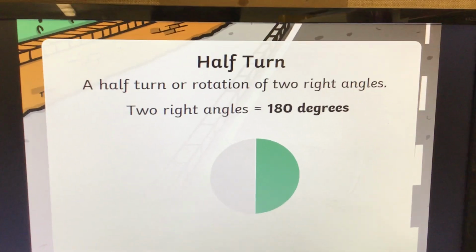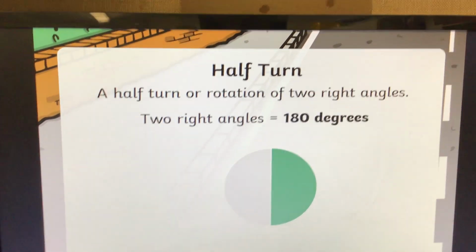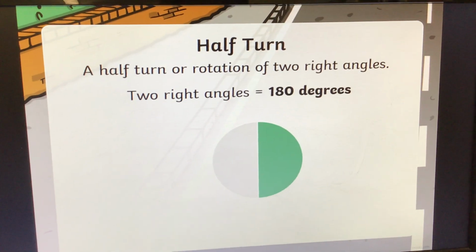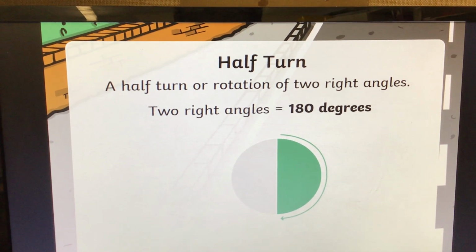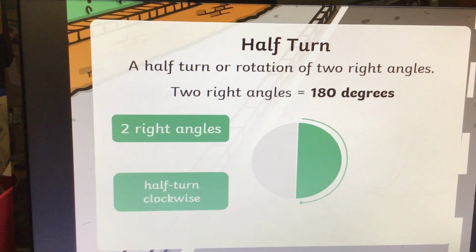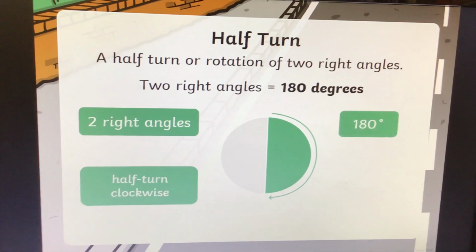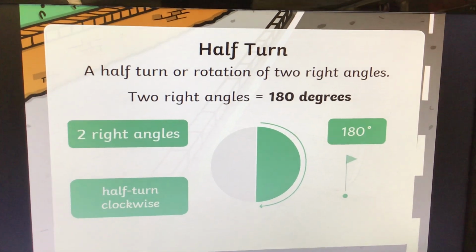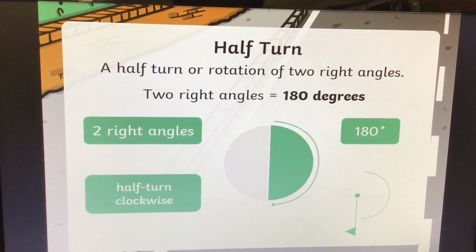Half turn is two right angles. And two right angles adds up to 180 degrees. That's not too important, but just so that you know, half turn and two right angles is the same. There it goes all the way to there. Two right angles, half turn clockwise, the way a clock is going, 180 degrees, and there's our flag. Watch our flag go all the way down to there.